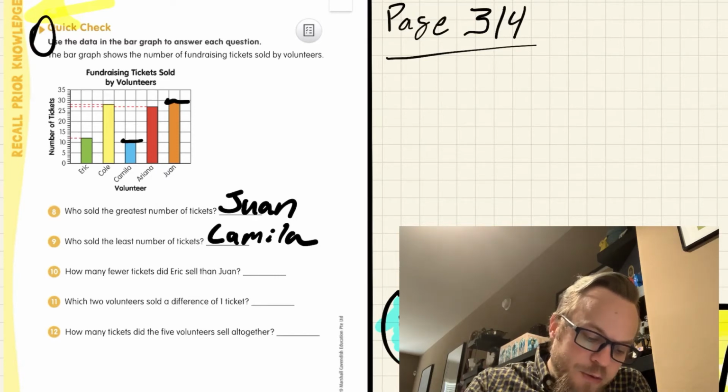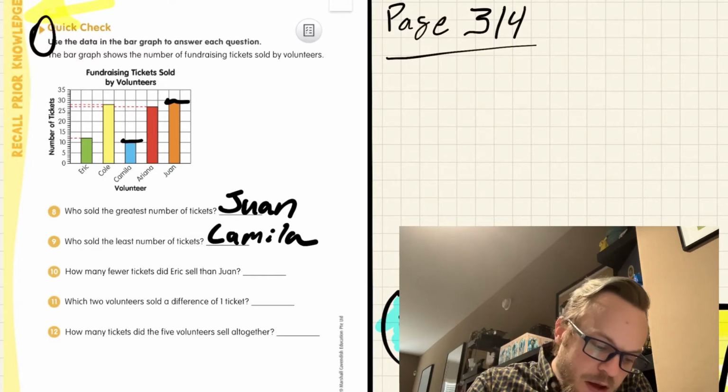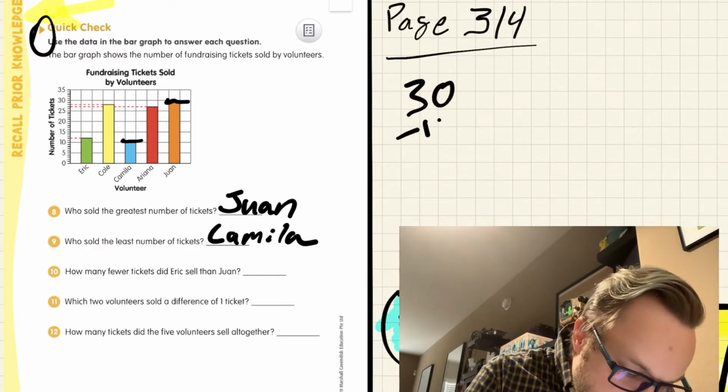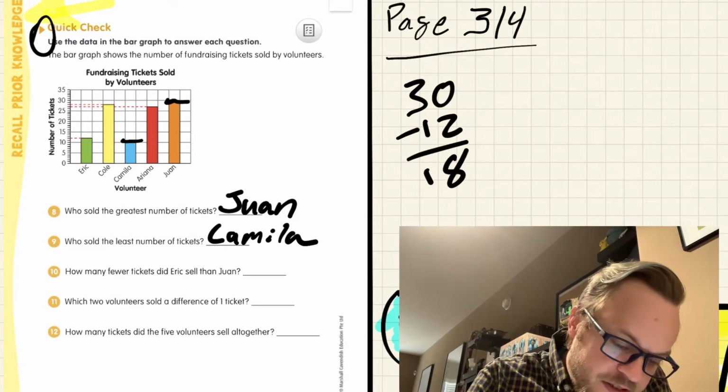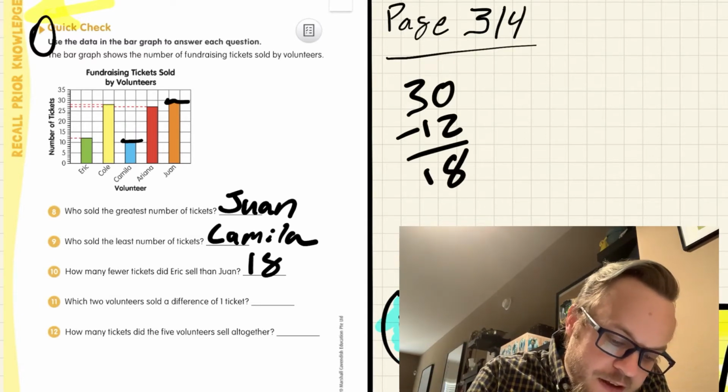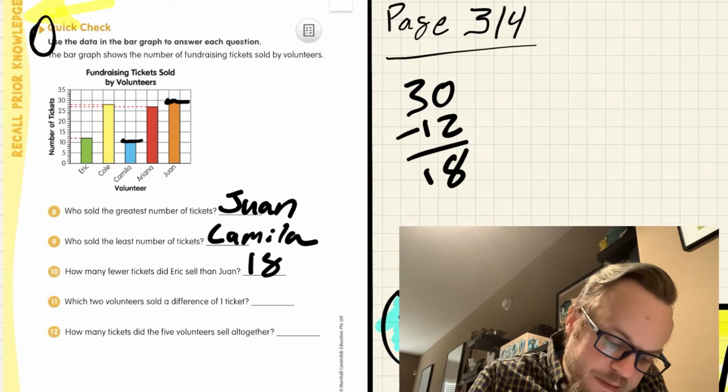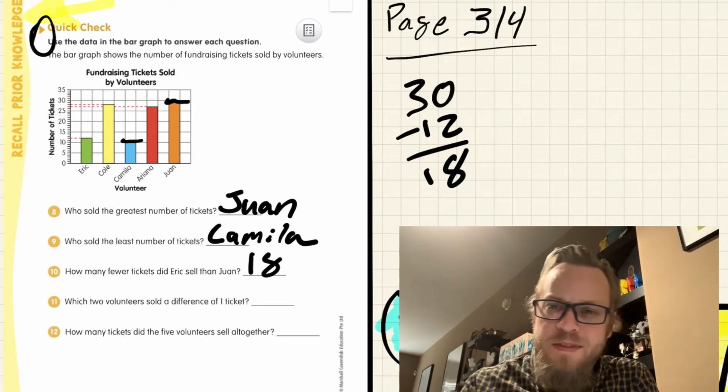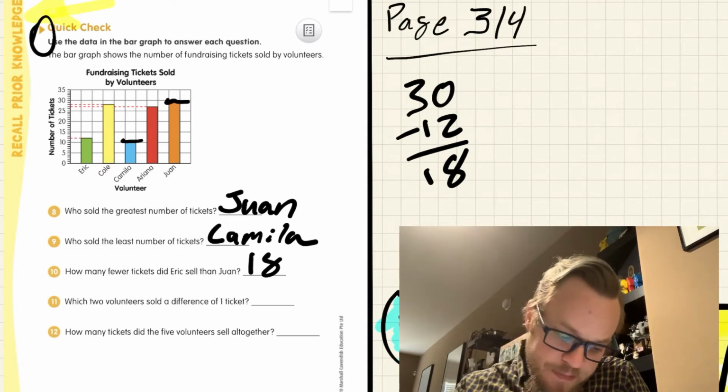How many fewer tickets did Eric sell than Juan? So I need Eric's total, which is 12, compared to Juan's 30. 30 minus 12 would be 18. Fewer than tells me that I need to subtract.